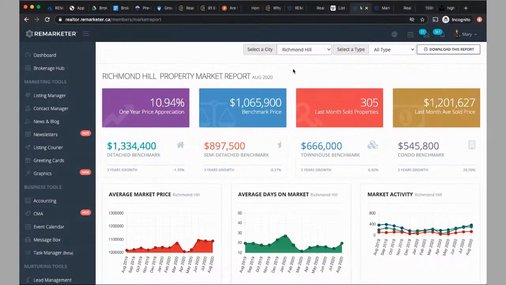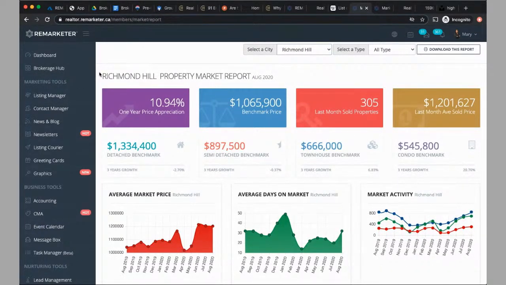Now we're going to go to Richmond Hill. So I pull up the Richmond Hill property market report. Now the benchmark price here is $1 million, right? So that immediately would tell me that properties in Richmond Hill are more expensive than properties in Aurora, but not that much. A little bit more expensive than properties in Aurora in general.